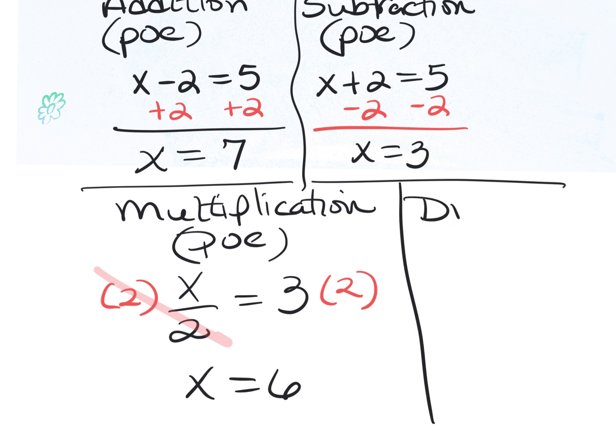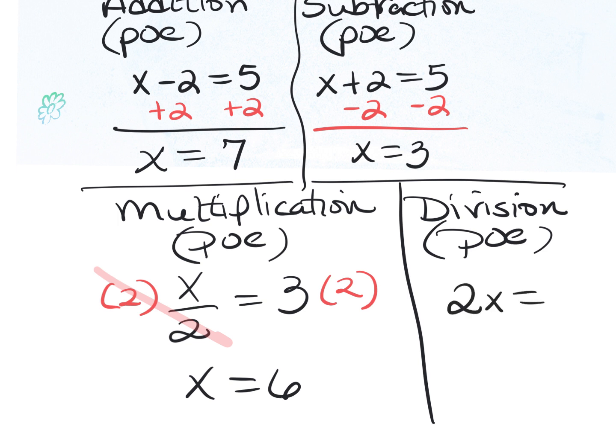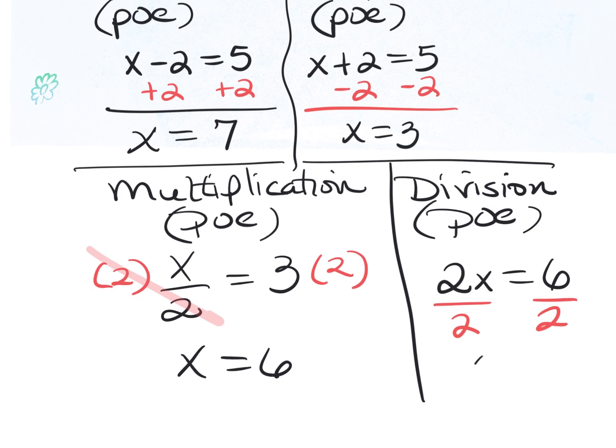And now lastly, division property of equality. And again, you'll be given a multiplication equation. So let's say it's 2x equals 6. Again, to solve for x, we're going to divide both sides of our equation by the same number, and it's the number in front of x. And we end up with x equals 3. So when we use these properties of equality, whatever you're adding, subtracting, or multiplying or dividing to the left side of the equal sign, you need to do exactly the same thing to the right side.